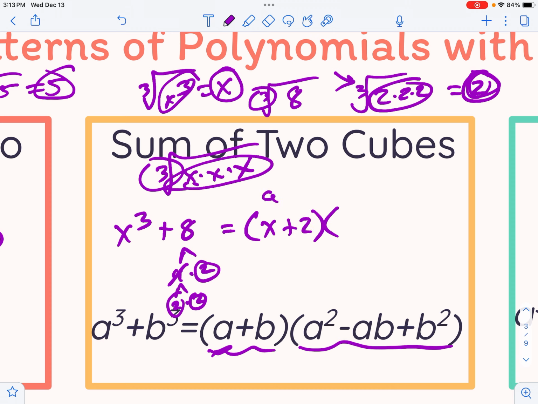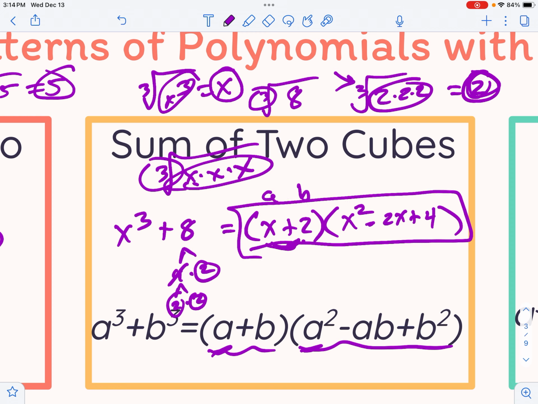So that's kind of what I'm working with. This is my a, and this is my b. In the formula now, I want a squared. Well, that's x squared. A times b, well, this is a times b. X times 2 is 2x. Now for this formula, it's minus. And then finally b squared. Well, that's the 2. 2 squared is 2 times 2 is 4.